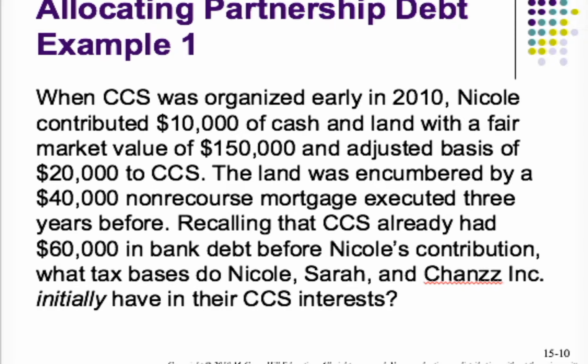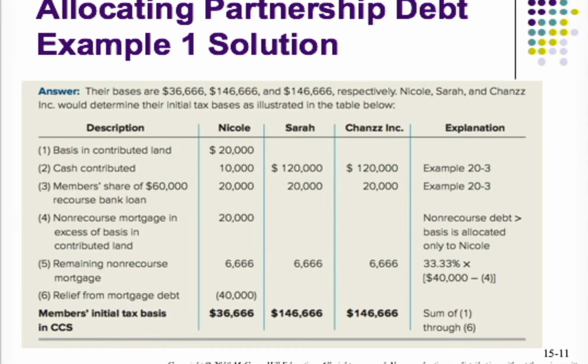All right, let's look at some examples here. Okay. When CCS was organized early in 2010, Nicole contributed $10,000 of cash and land with a fair market value of $150,000 and adjusted basis of $20,000 to CCS. The land was encumbered by a $40,000 non-recourse mortgage executed 3 years before. Recalling that CCS already had $60,000 in bank debt before Nicole's contribution, what tax bases do Nicole, Sarah, and Chan's Inc. initially have in their CCS interests? How do we allocate that?